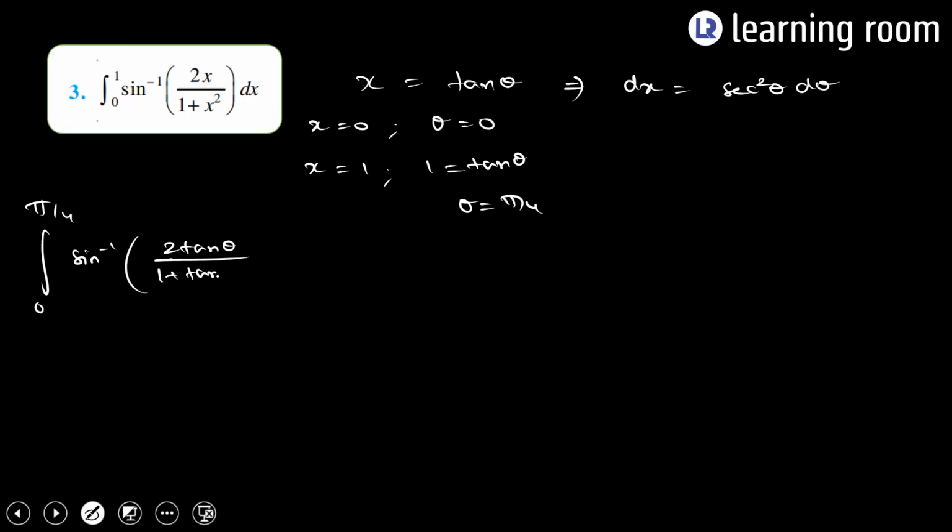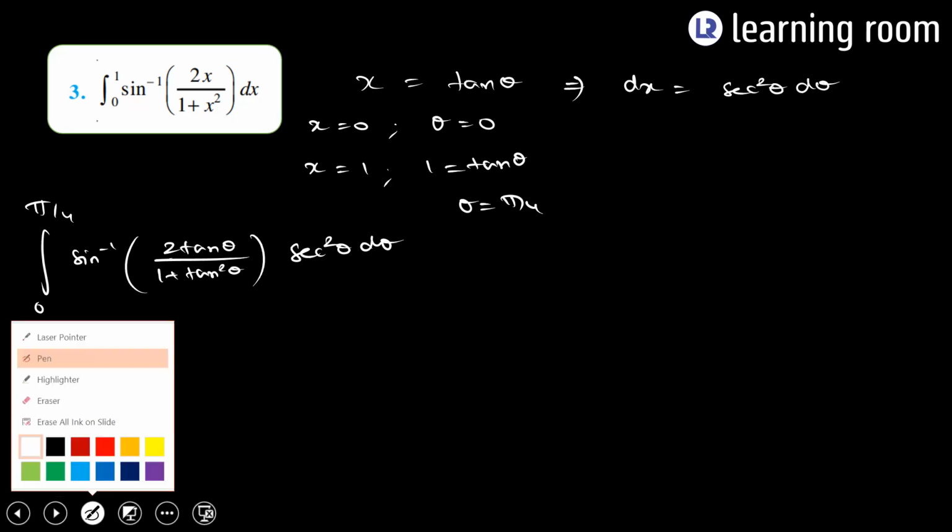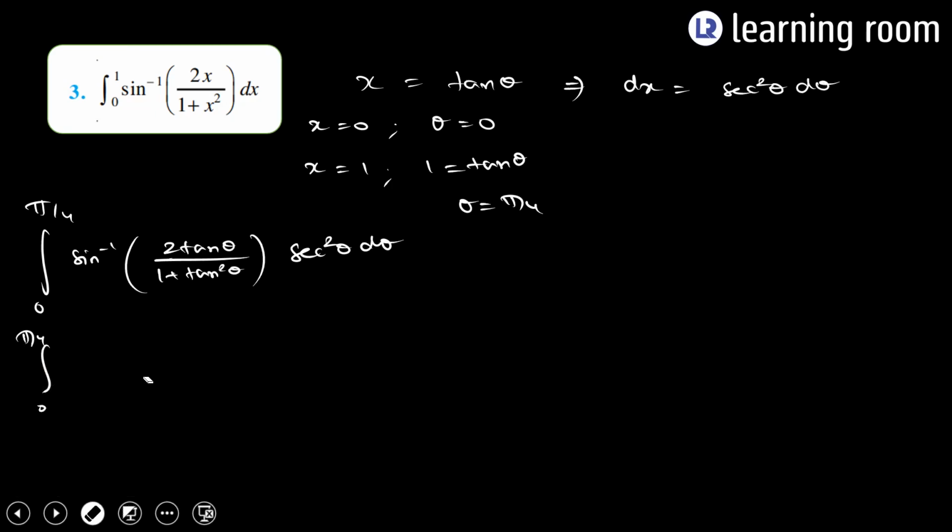So it will be 1 plus tan square theta into secant square theta d theta. Right. So this will be the integral from 0 to pi by 4 of sine inverse of, or I will directly write it as 2 theta. Can I? So 2 theta into secant square theta d theta. Am I right?